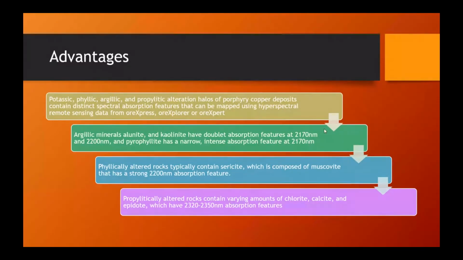Now, propylitically altered rocks contain varying amounts of chlorite, calcite, and epidote, which have 2320 to 2350 nanometer absorption features. So we're able to use our mineral identification software called EasyID in order to distinguish all of these minerals based upon their very distinct spectral features.